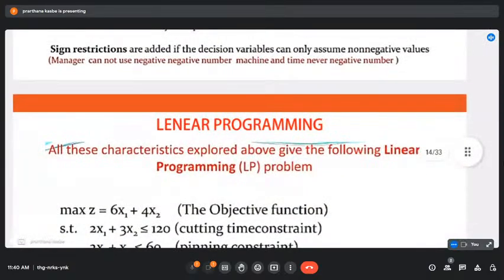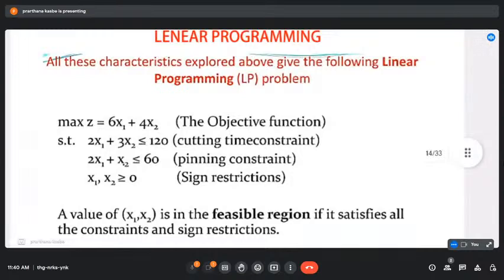So all these characteristics explored above give the following linear function, that is, the maximization Z is equal to 6 X1 plus 4 X2, that is P1 X1 plus P2 X2, that is the objective function.